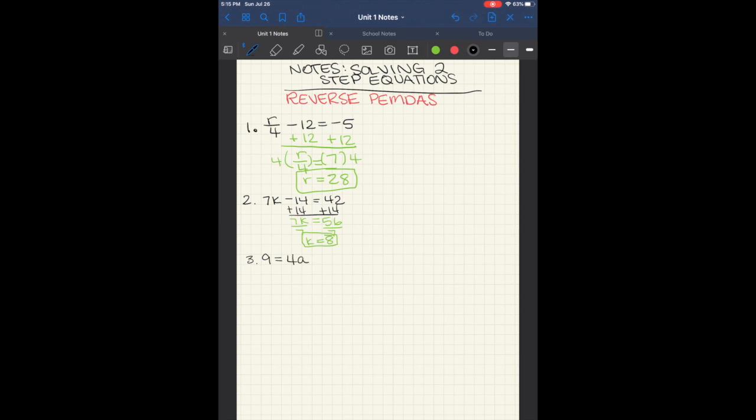The next one, we have 9 equals 4a plus 13. So we're going to subtract 13 from both sides because adding and subtracting comes first. Then we have negative 4 equals 4a. And we're going to divide both sides by 4 to get rid of the multiplied by 4, and we get negative 1 equals a.